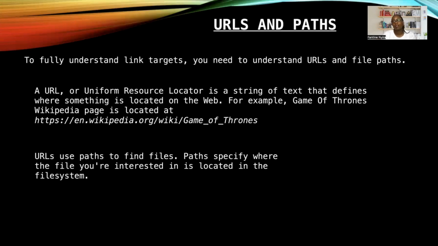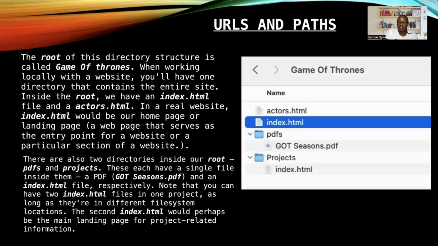So URLs use paths to find files, and the paths specify where the file you are interested in is located in the file system. All right, so let's take an example locally on my machine so we can understand the path and the URL. On my machine, I have a root directory that is called Game of Thrones. That's my root.